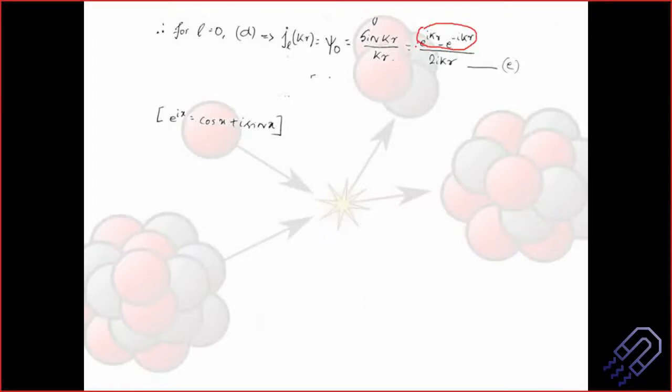Can we just do a very fast calculation here? Let's do it. Let's say e to the power ikr, right? I hope you remember this: e to the power ix is equal to cos x plus i sin x, right?